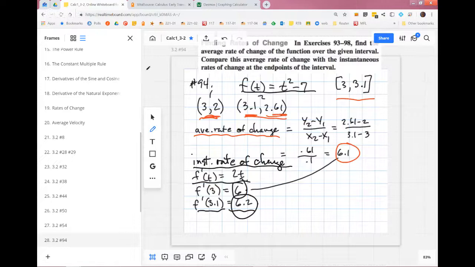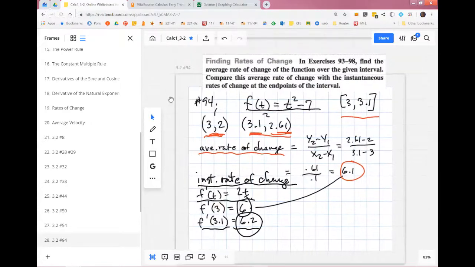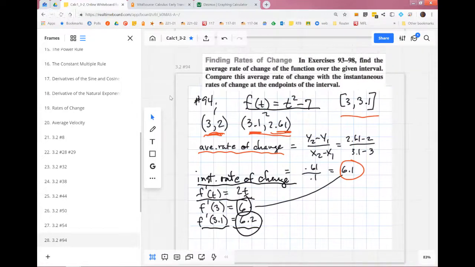Let's take a look at 94. 94 relates to that average rate of change and instantaneous rate of change that we talked about earlier. What's an average rate of change? Take 2 points and find the slope. What's an instantaneous rate of change? The derivative at that point. So here we go.